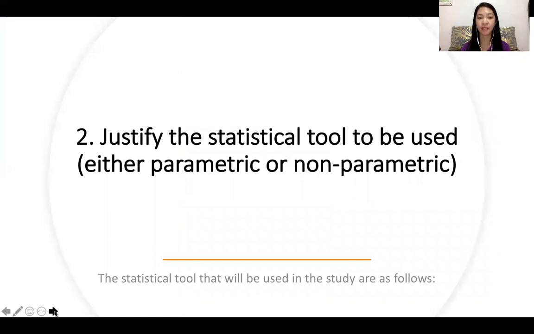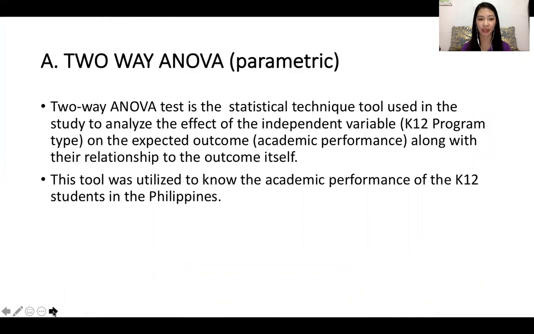So second problem, justify the statistical tool to be used, either parametric or non-parametric. I've chosen a parametric test because here we use a mean value, while on the other hand, if it's non-parametric, we will use a median value. Since we utilize a mean value, I've placed here a parametric test. The statistical tool that I've chosen is a two-way ANOVA to answer the problem, which is to know the significant difference.